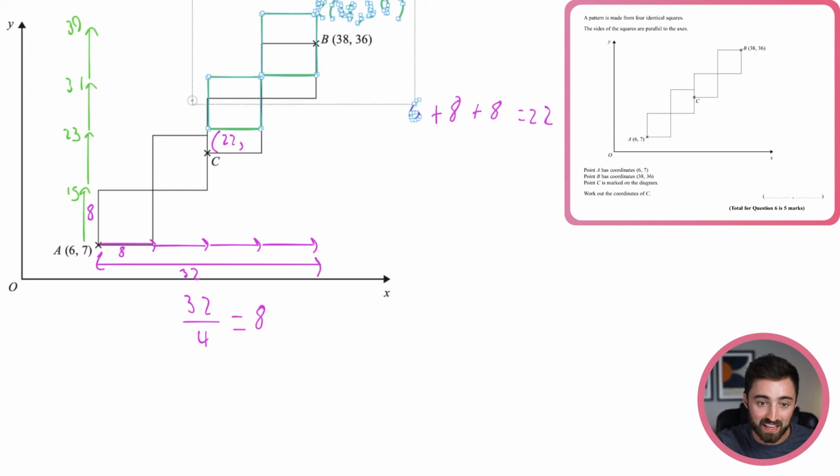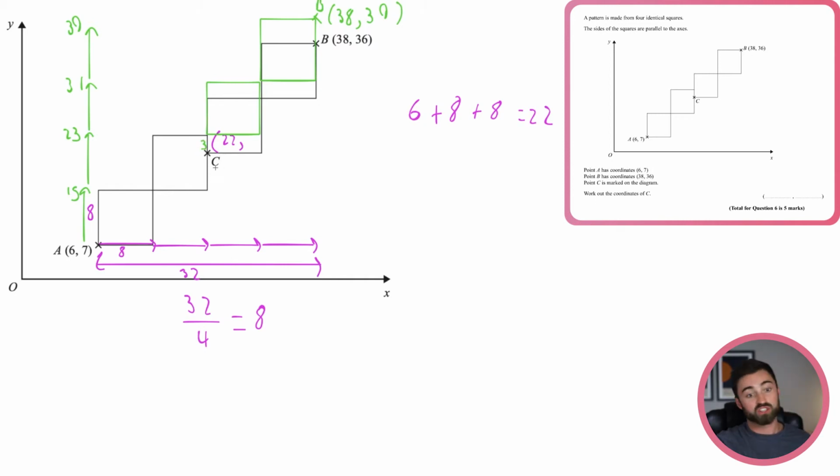Therefore, I can tell you exactly where C is going to be at this point. If I know that this is 3, it's super easy for me to work out, isn't it? Because I know that this is 23 here, up on the y-axis. Take 3 away, I get 20, don't I? So the coordinates of C are going to be 22, 20. So the x-coordinate was quite easy in this one.